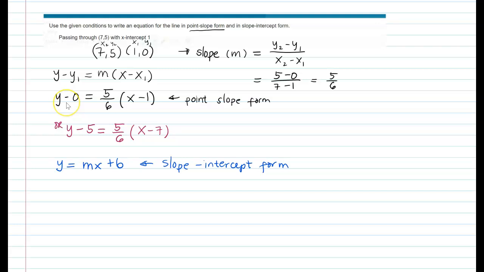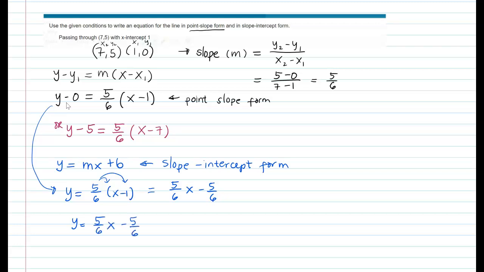So I would just pick the first one because the y1 here is already 0. So that means this is now y equal to 5 over 6 times x minus 1. Now when you simplify that, you just have to distribute that to each term in the parentheses. So you have 5 over 6x minus 5 over 6. So y equal to 5 over 6x minus 5 over 6 is the slope-intercept form of your line.